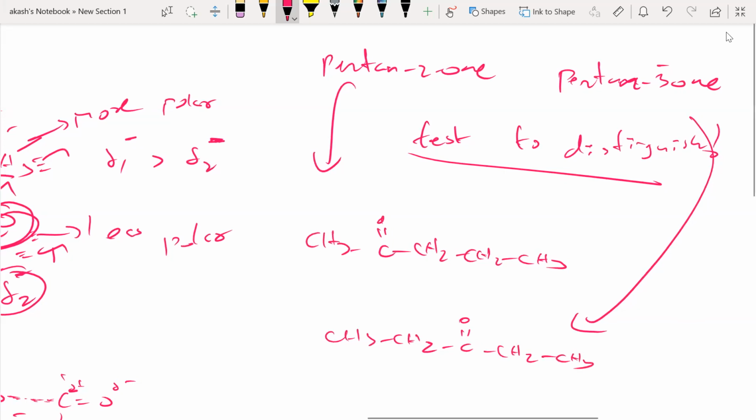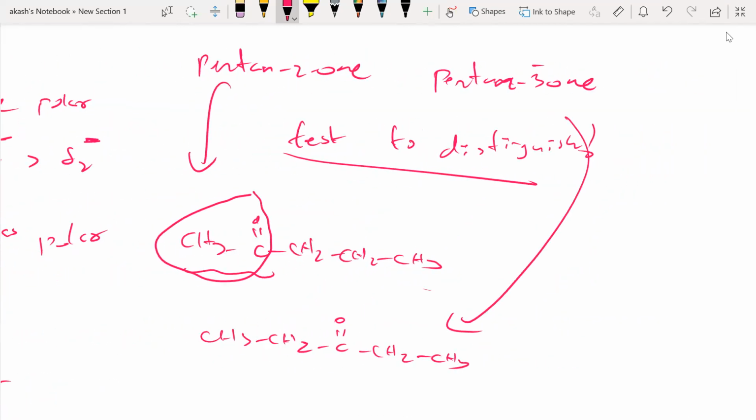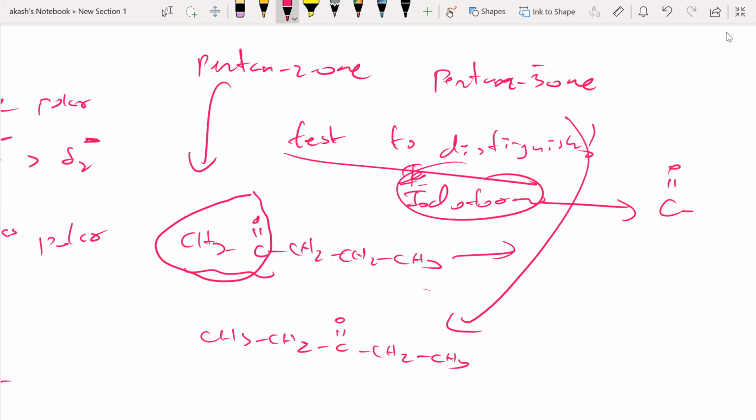Now you understand, right? The moment you see this part, this is nothing but your alpha methyl ketones. This is definitely going to give you the iodoform test. So the answer to this question is iodoform, because for iodoform to happen, we need to have this COCH3: C double bond O, with a methyl group attached to the carbon. Here a methyl group is attached, here it is not. So this will give the iodoform test.